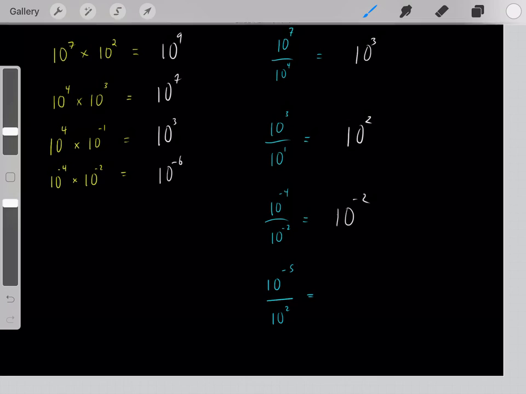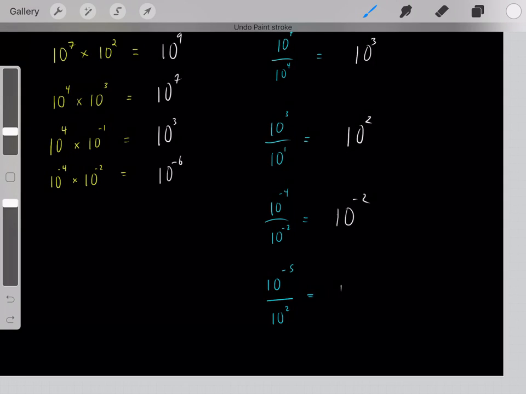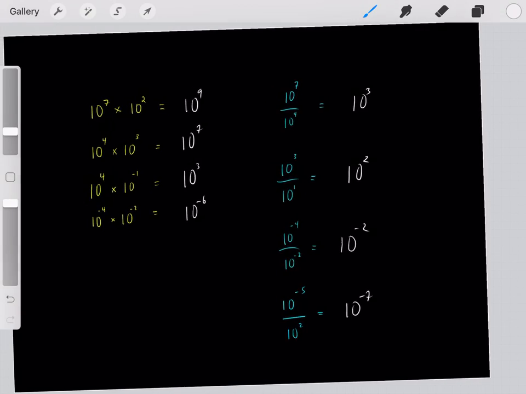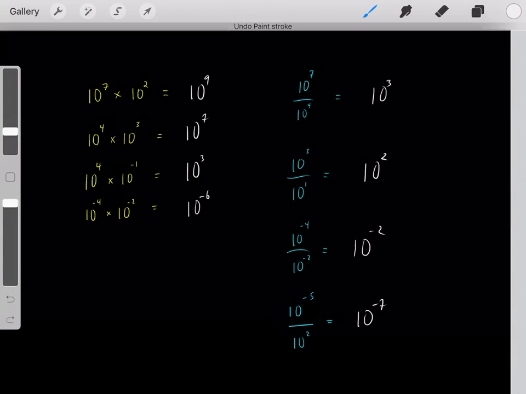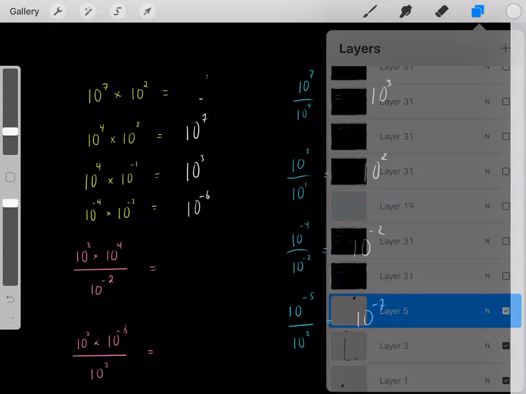So how about 10 to the negative 5 divided by 10 to the 2? Well, again, you take the top exponent and subtract the bottom exponent. So negative 5 minus 2 is negative 7. So this equals 10 to the negative 7. So again, pretty straightforward. And again, with repetition, eventually it becomes second nature.